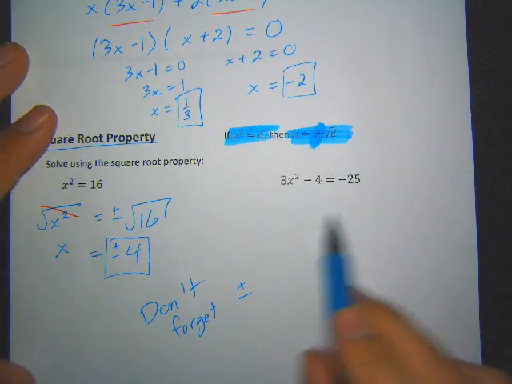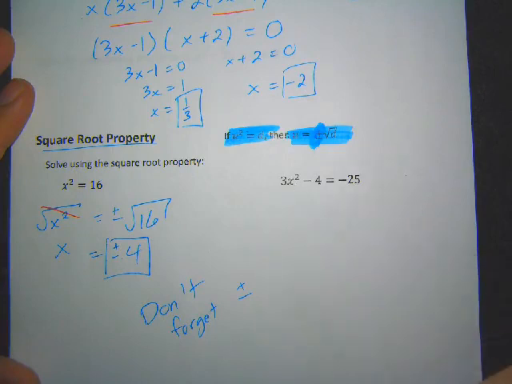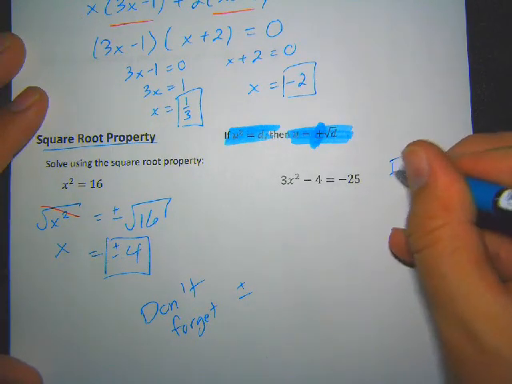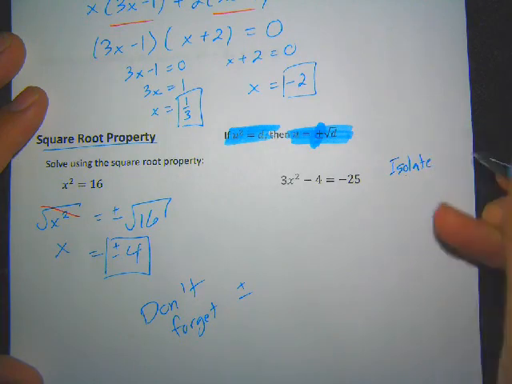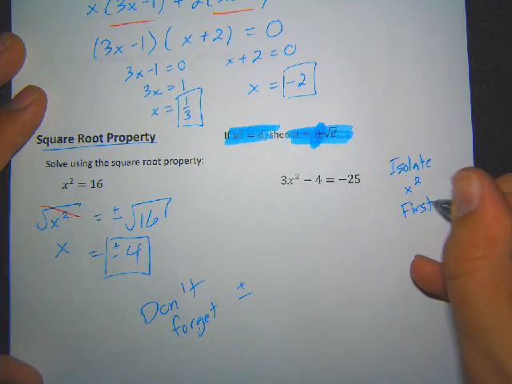Now, I want to show you this next one because this one's a little more complicated. Before you can square root both sides, you do need to get the x squared by itself. I can't square root this right now because there's all this other stuff over here. So you always want to isolate, just a fancy term for get it by itself, the x squared first. Then you can square root both sides.